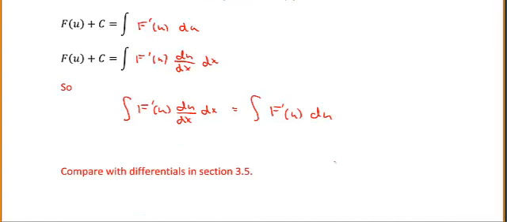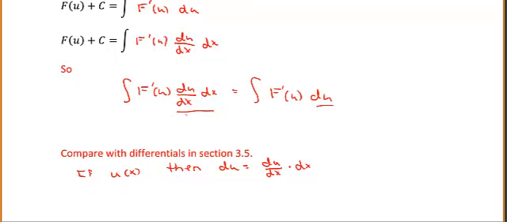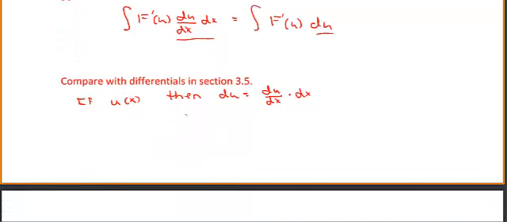Now compare this with the results of when we talked about differentials in section 3.5. We had defined, if u was a function of x, then du was the derivative of u with respect to x times dx, which is just what this is saying, that this du is the derivative of u with respect to x times dx. So that's actually another verification of that notation. It's just that it's helpful.